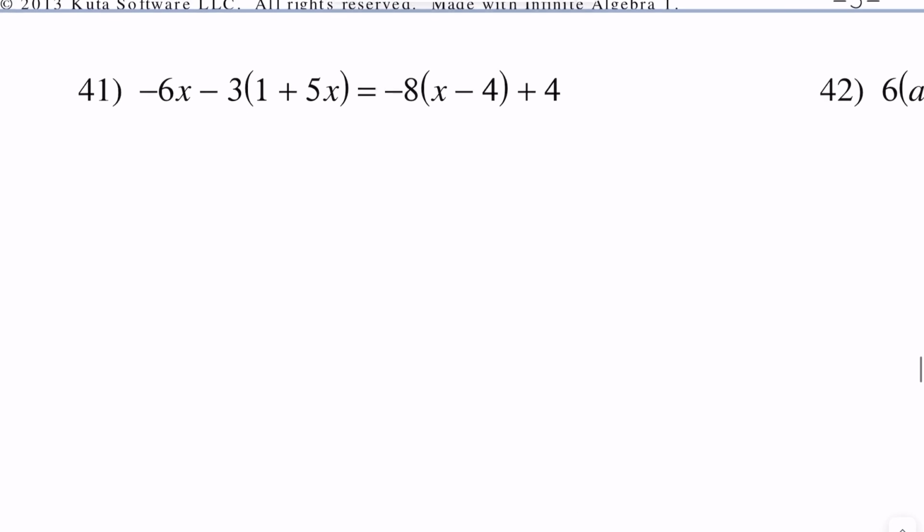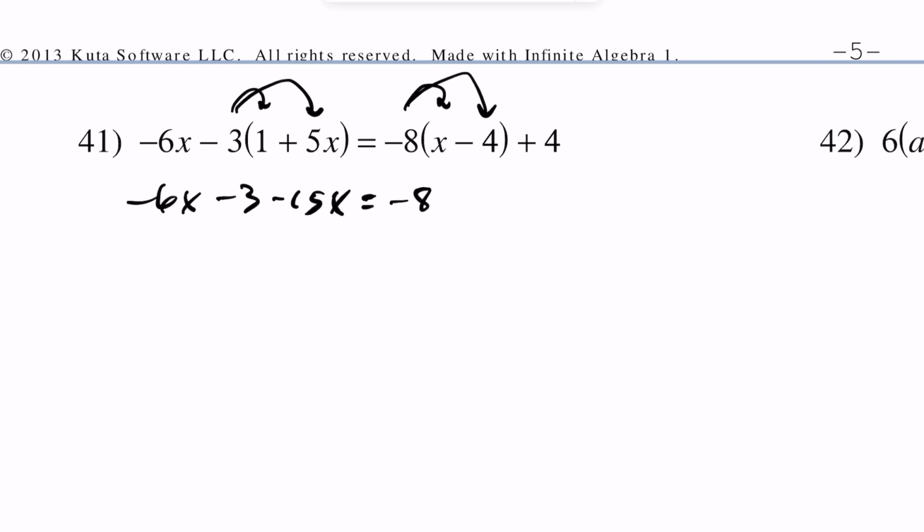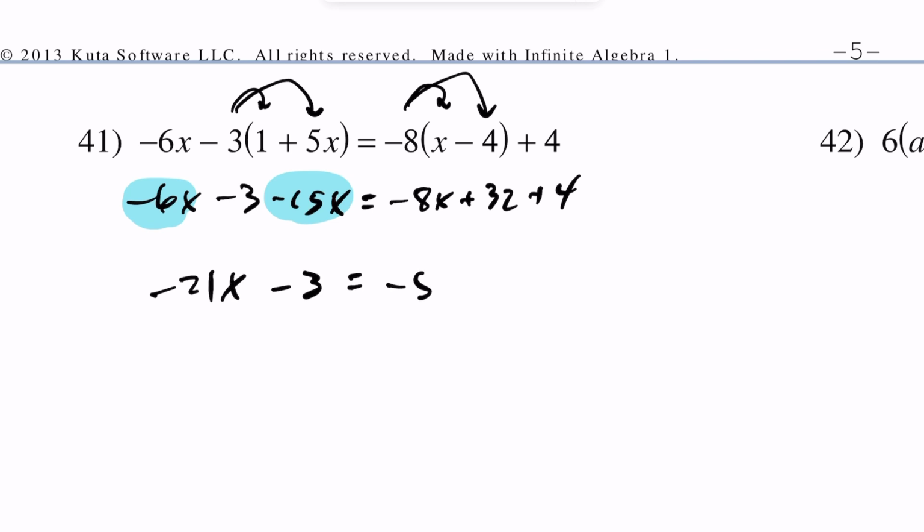All right, let's take a look at 41. So for 41, getting a little more complicated, you just have multiple distributions to do here. So this is minus 6x. This be minus 3 minus 15x is minus 8x plus 32 plus 4. Collect up like terms before you start moving stuff around, in which case we get here minus 21x minus 3 is minus 8x plus 36.